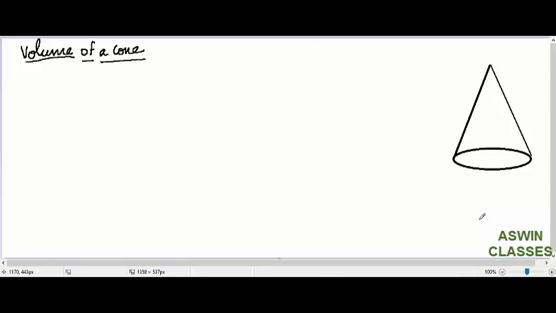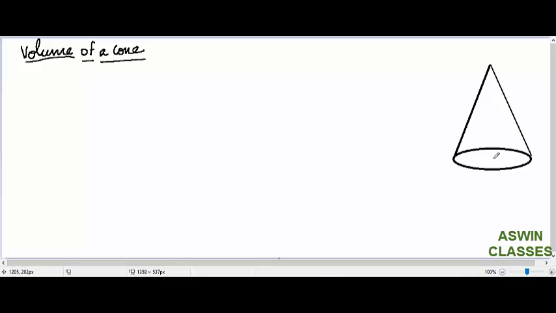Guys, in our last class we discussed how to find the area of a circle using integration. Today we are going to discuss another application of integration. There are so many applications for integration, and here I am taking just the cone, how to find the volume of a cone using integration.